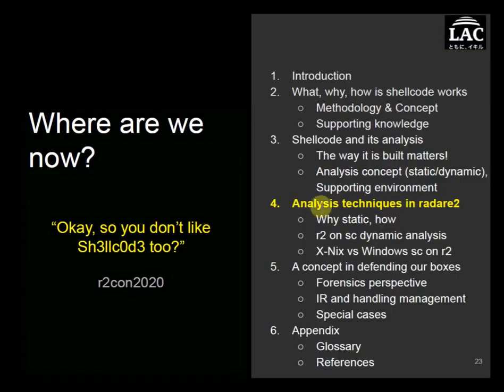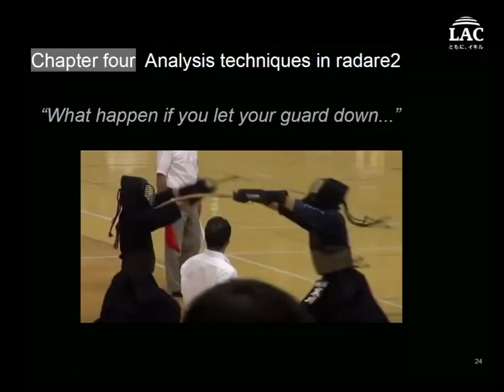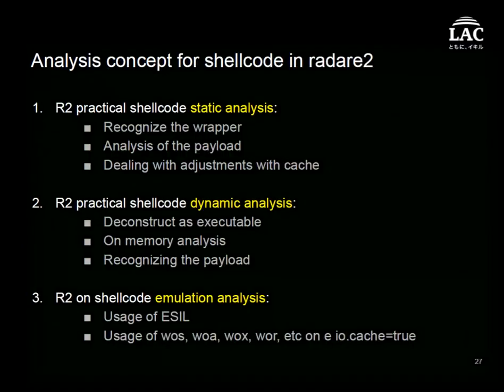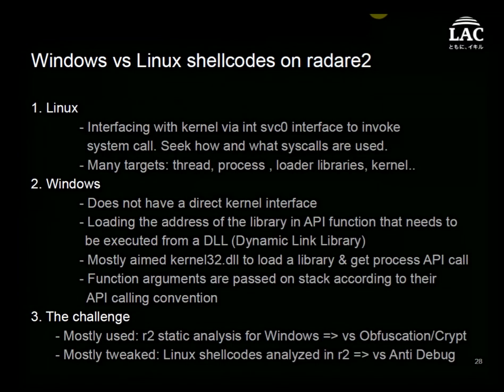Okay, so we are now starting the analysis in Radare2. Remember, do the stuff that you're good at. So here we go. R2 practical shellcode: static analysis is recognizing the wrapper, using the payload, seeking them, dealing with adjustment with cache, and dynamic is constructing the executable, on-memory analysis, and then recognizing the payload, and then the emulation analysis is for using the ESIL and some woo from that is a very interesting one.